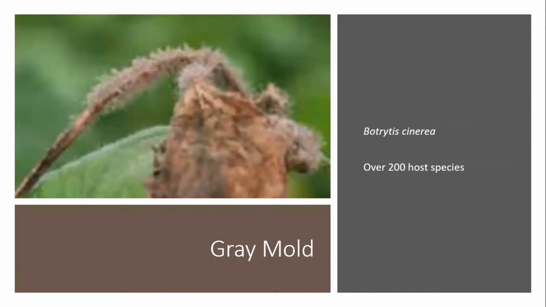Gray mold, botrytis, or botrytis blight. I'm trying to think, I think leaf blight or petal blight is what we often hear it called. Gray mold because it's fuzzy and gray, but Botrytis cinerea is really ubiquitous. It has over 200 host species. It loves dying, dead, or damaged tissue. So as you have petals that are dying, or if you have insect damage, you'll see botrytis kick in.